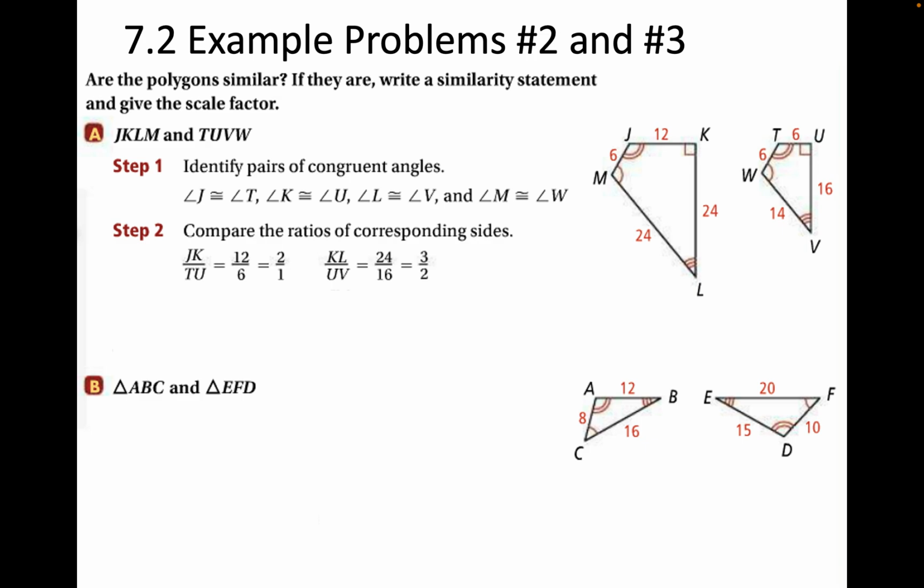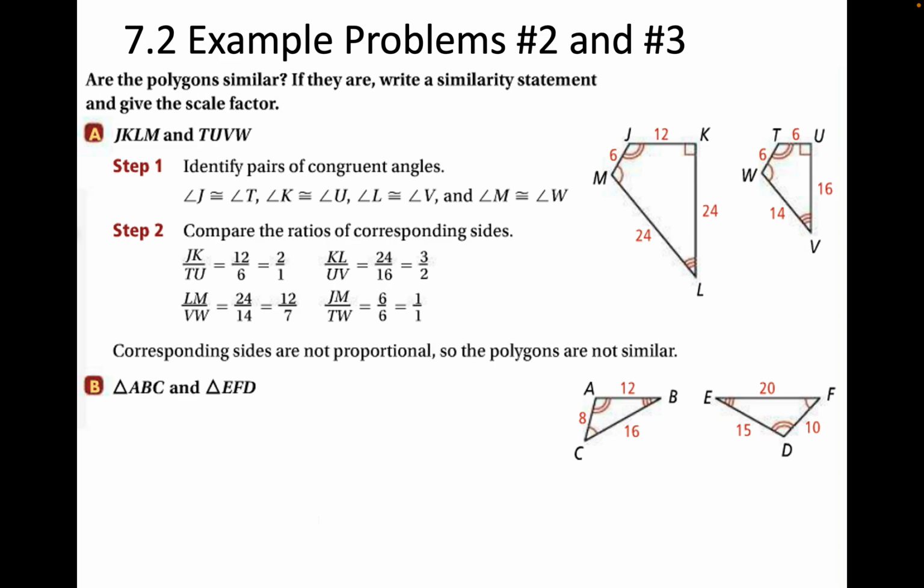The ratio of the one on the far right, KL to UV, is 24 to 16, or 3 to 2. So the top of that quadrilateral is twice as big on the left, but on the right of the quadrilateral, it's just 50% bigger, or 3/2 as big. When we compare the side LM to VW, we see that the ratio is 12 to 7. And finally, the ratio of JM to TW is just 1 to 1. They're both 6.